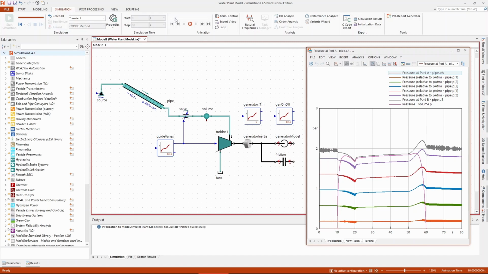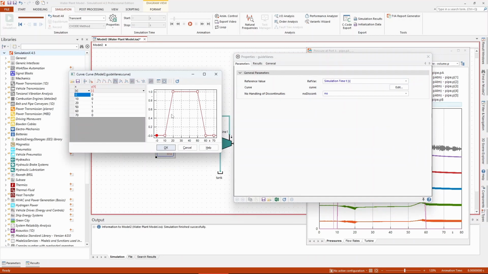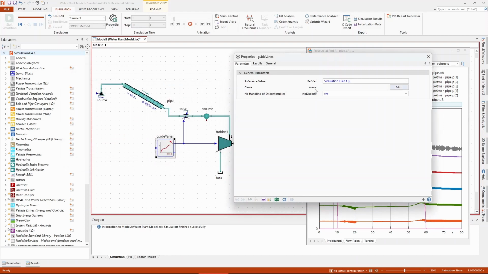After 10 seconds, the valve is opened and water begins to enter the turbine. A drop in pressure along the pipe is visible, along with a quick increase in pressure in the water volume just before the turbine. The valve is controlled by this signal block. It begins opening at 10 seconds and takes another 10 seconds to fully open. After 50 seconds of simulation time, it begins to close and is fully closed 10 seconds later.